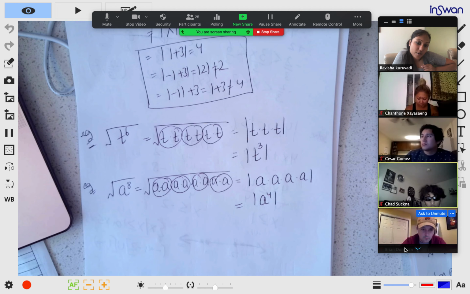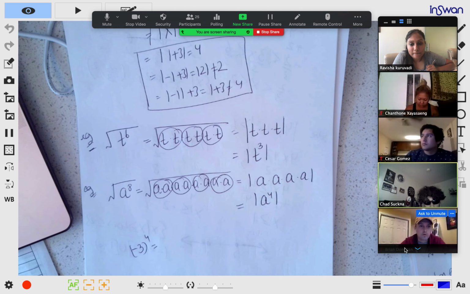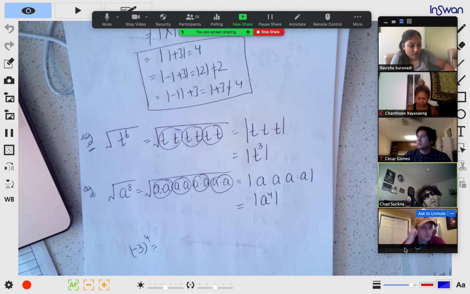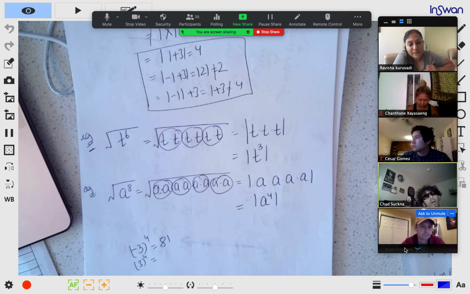But I have a question here. Can you tell me what is negative 3 to the power of 4? Negative 3 to the power of 4. Hold on, just give me a second. It's 81. What is 3 to the power of 4? Yes, 81.